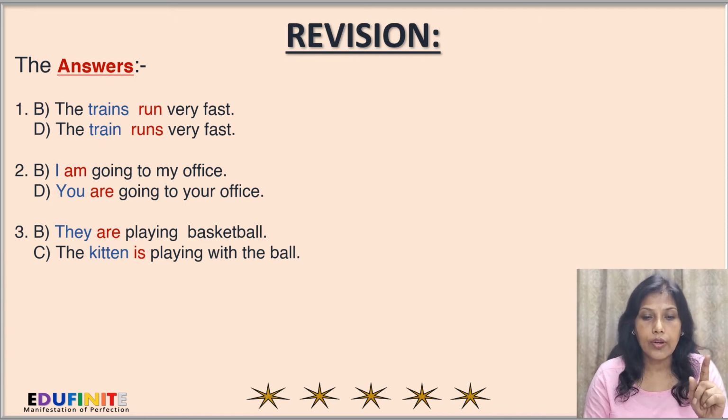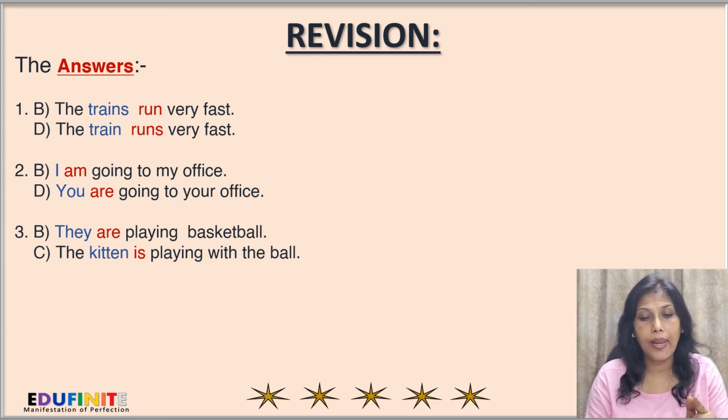Number 2. The correct first one is I am going to my office. We have already done that with I. The verb associated is am, because it is first person singular. And with third person singular, he, she, it, it is is. And with the rest, that is first person plural we, second person singular plural you, and third person plural they, it is are.